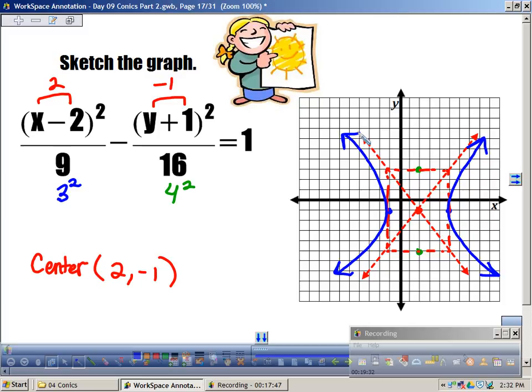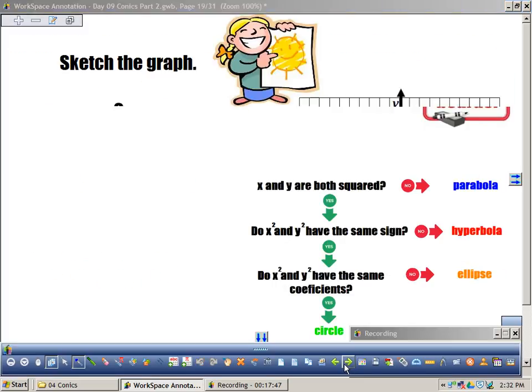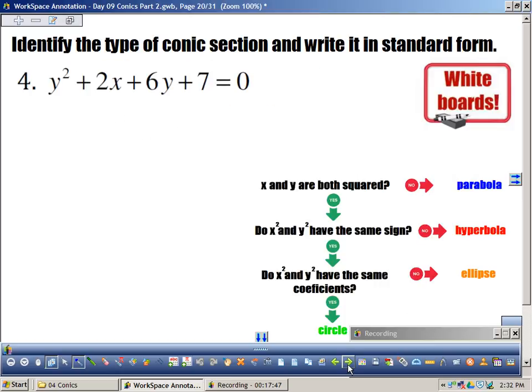Okay, moving on to number 4. Identify the type of conic. Can you tell me what type of conic it is? You should be able to tell me really quick. It's a parabola, because only one variable is squared. So it's a parabola.